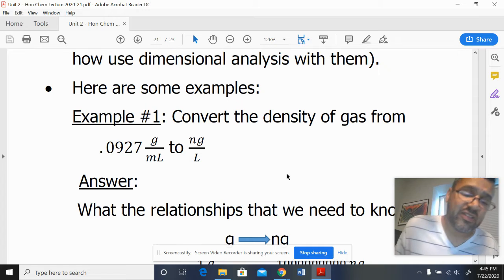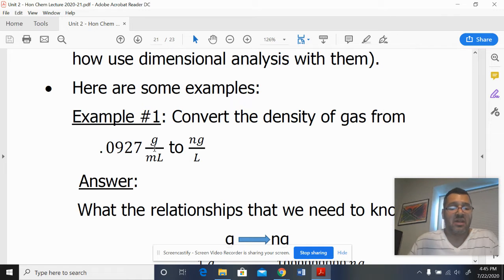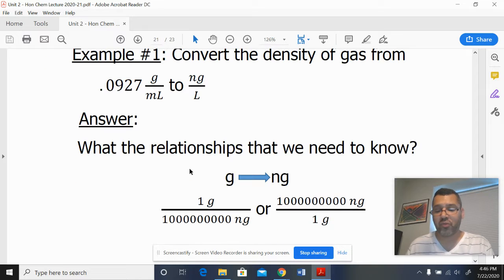And I want you to notice that with this unit, 0.027 is in grams per milliliter. And I want to convert that to nanograms per liter. So it's got a numerator and a denominator. And each of the numerator and denominator are changing units from one to another. So you've got to change both. You've got to change grams into nanograms. You've got to change milliliters into liters. So we need to know what those relationships are.